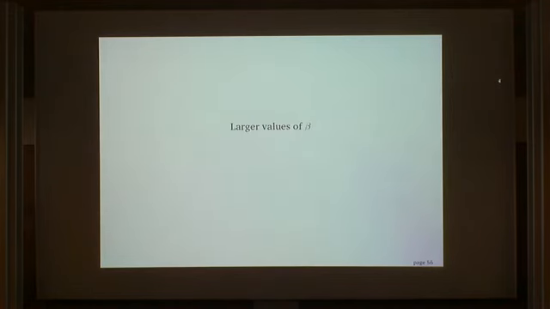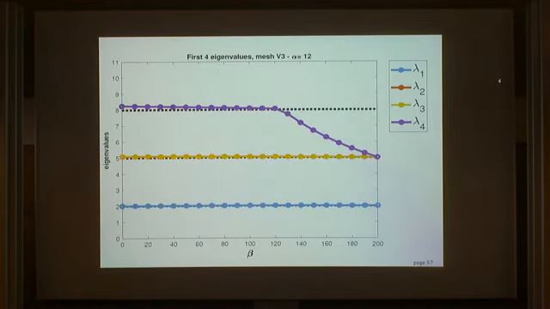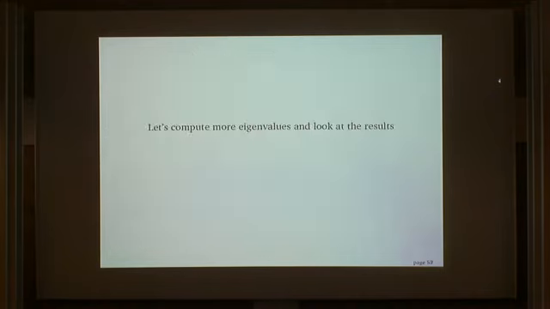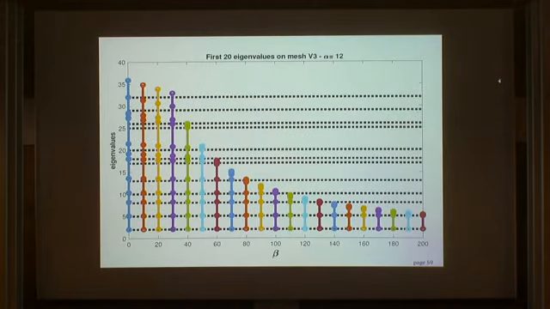Let's go now for a larger value of beta. This is what you get. Well, there is also another eigenvalue which is here, but it's not the 4th one. So the picture here plots the first 4 eigenvalues. Of course, you notice that it's not so nice. Let's compute more eigenvalues and see how they look.